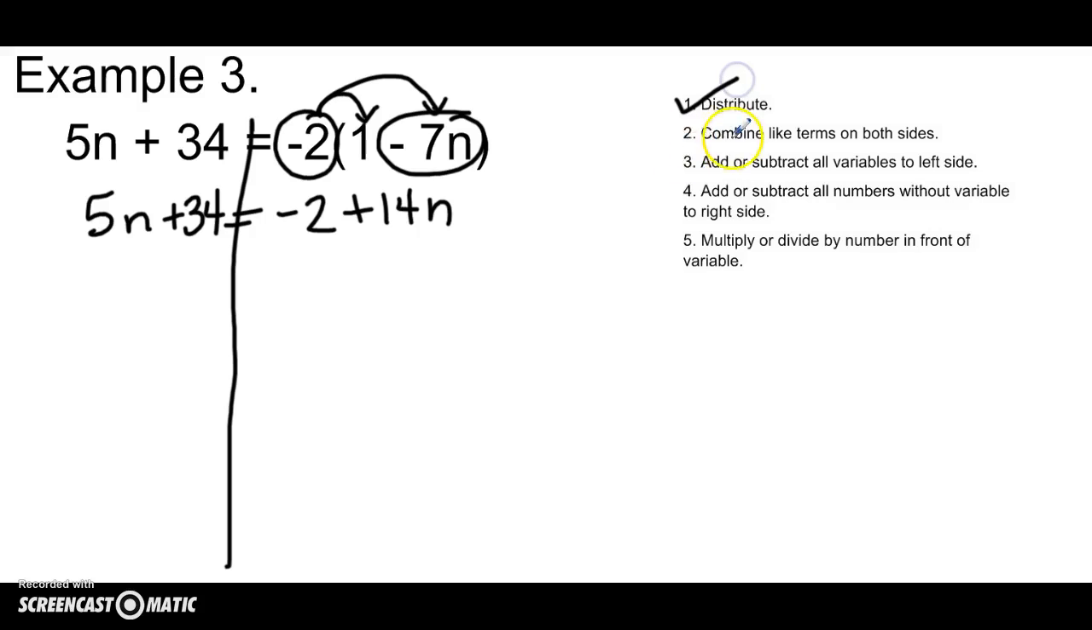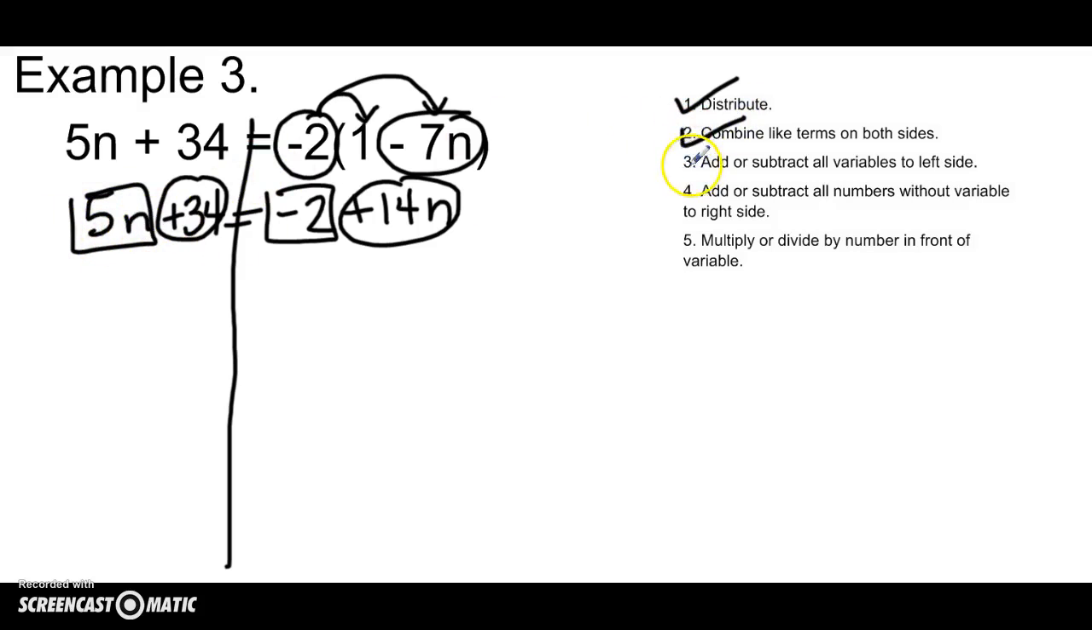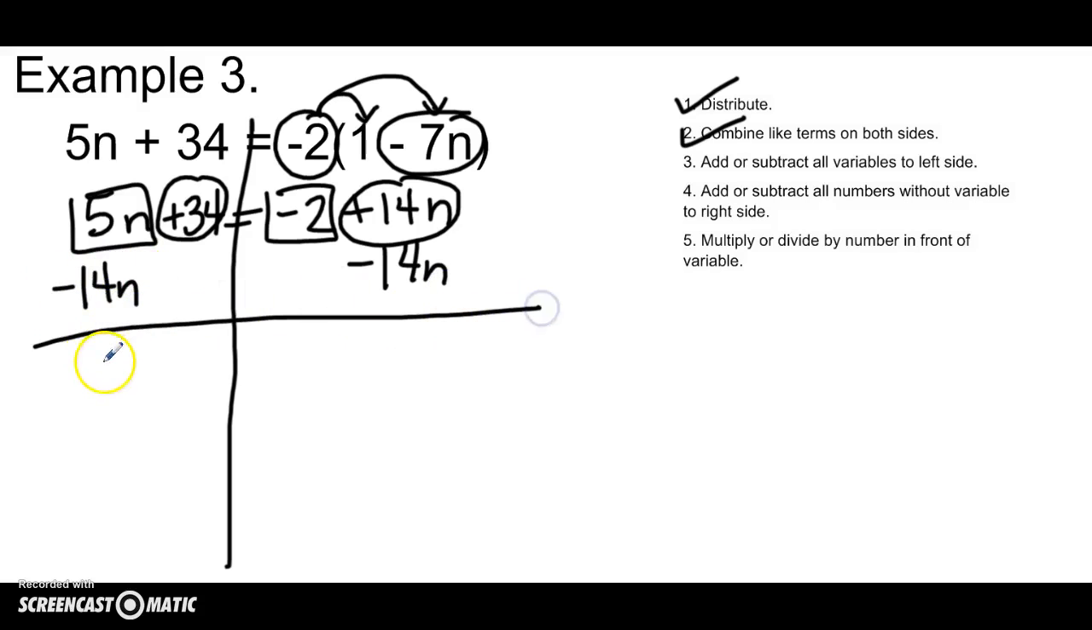Step 1, check. Step 2 is to combine like terms on both sides. If I use my box and circle method, it looks like I don't have any like terms. I don't have more than one term on each side of the equation. Step 2, check. Step 3 is to add or subtract all variables to the left side. So I have a positive 14n. I'm going to subtract 14n from both sides. This is going to leave me with negative 9n plus 34 equals negative 2. My 14n's cancel out. Step 3, check.